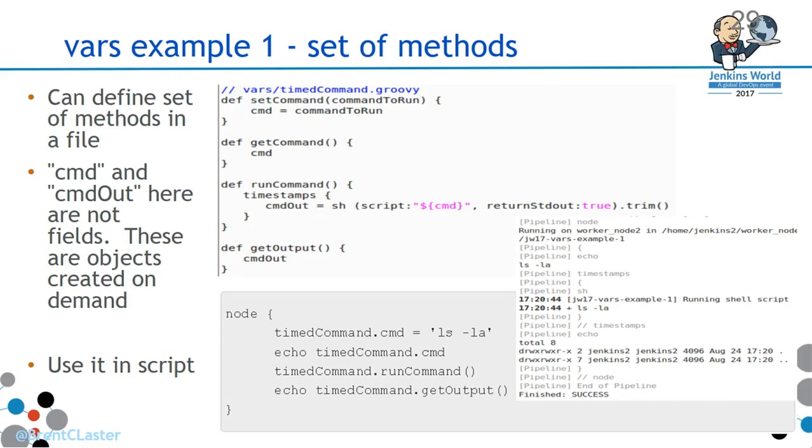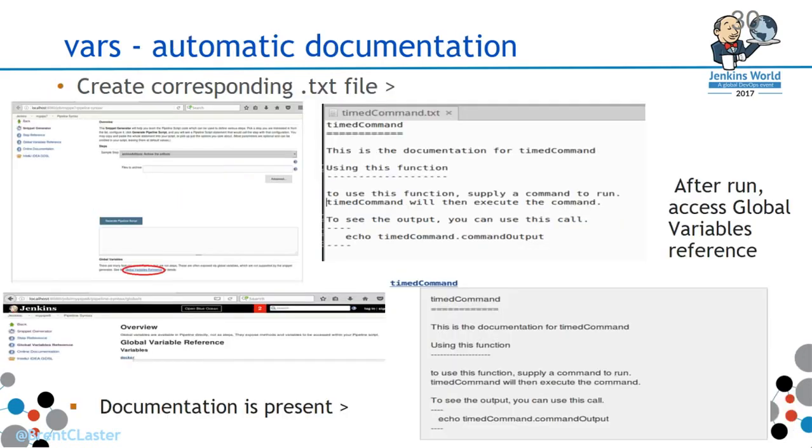But you can see we just say timecommand, the name of the file, then the various methods in there that we want to use, and we can load it up. And on the right-hand side, you can actually see example output. It doesn't do anything very exciting. It just runs a command and sticks some timestamps on there as it's running. The automatic documentation I was mentioning.